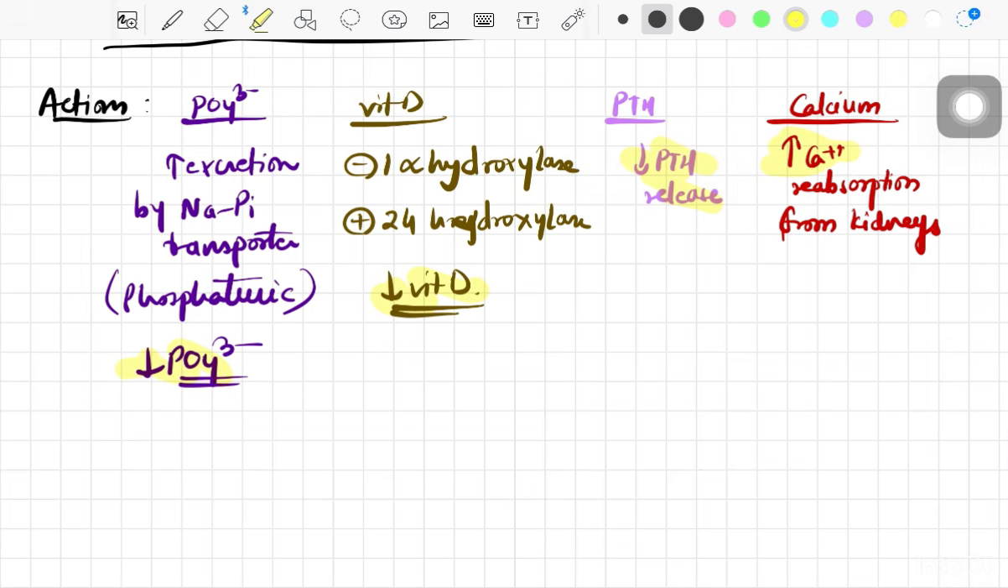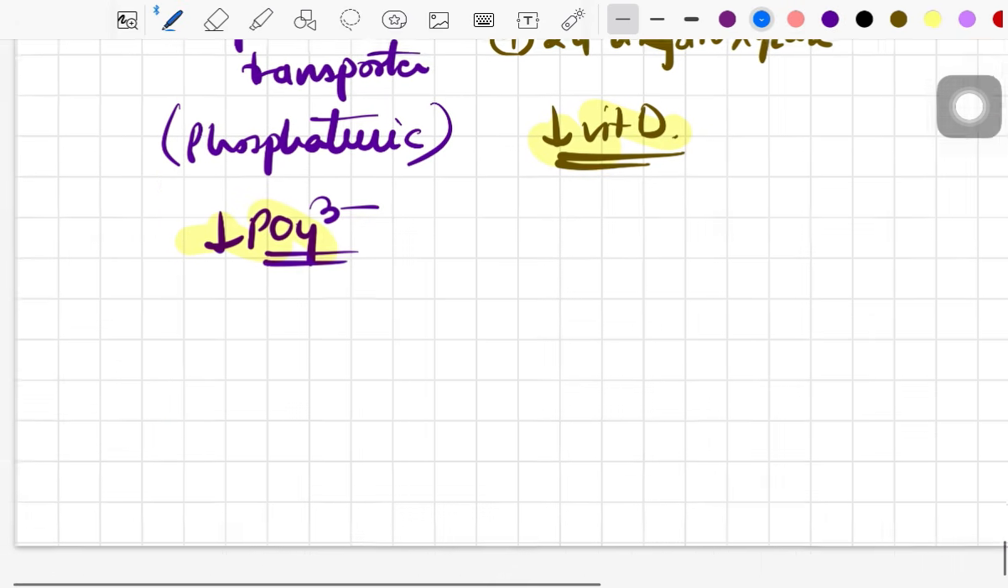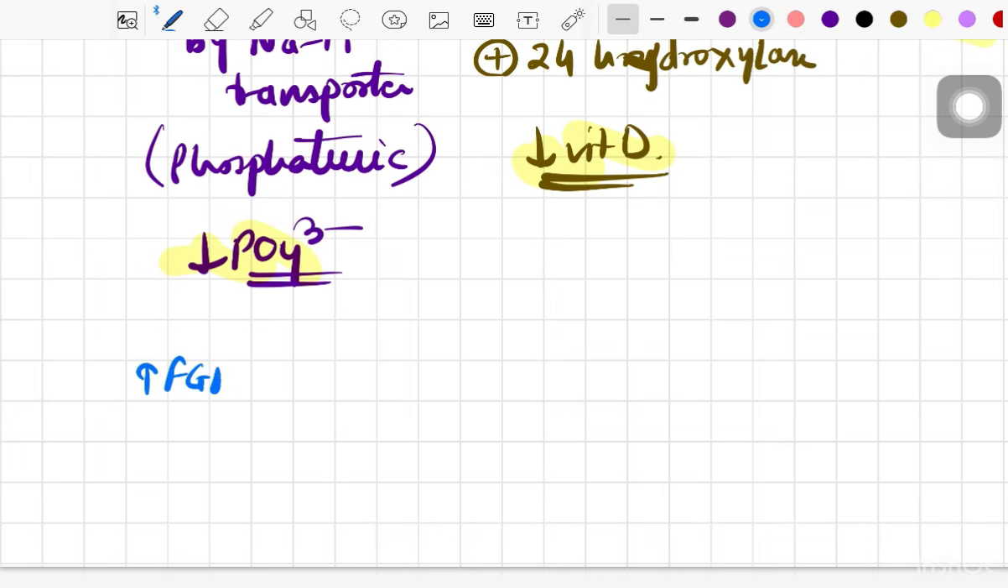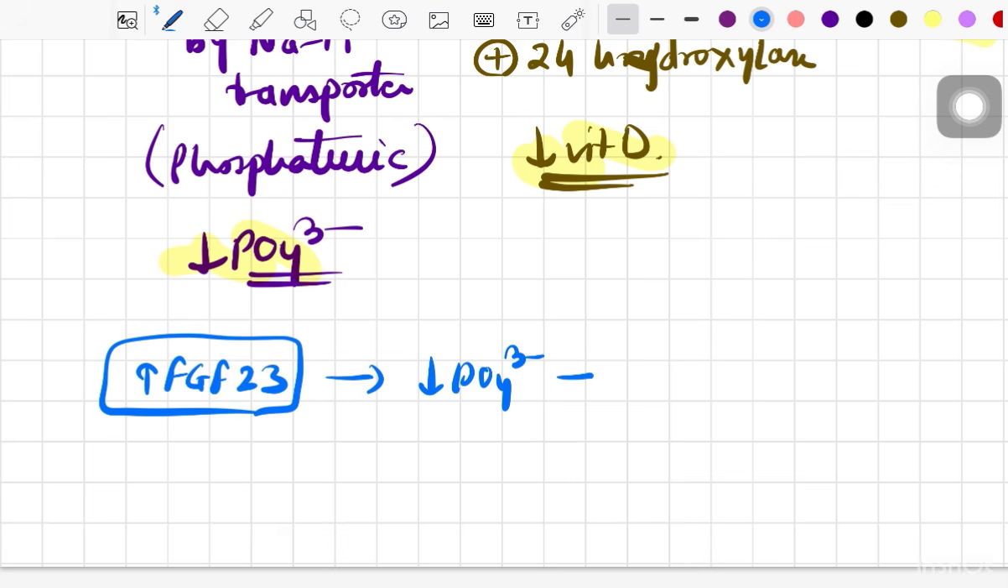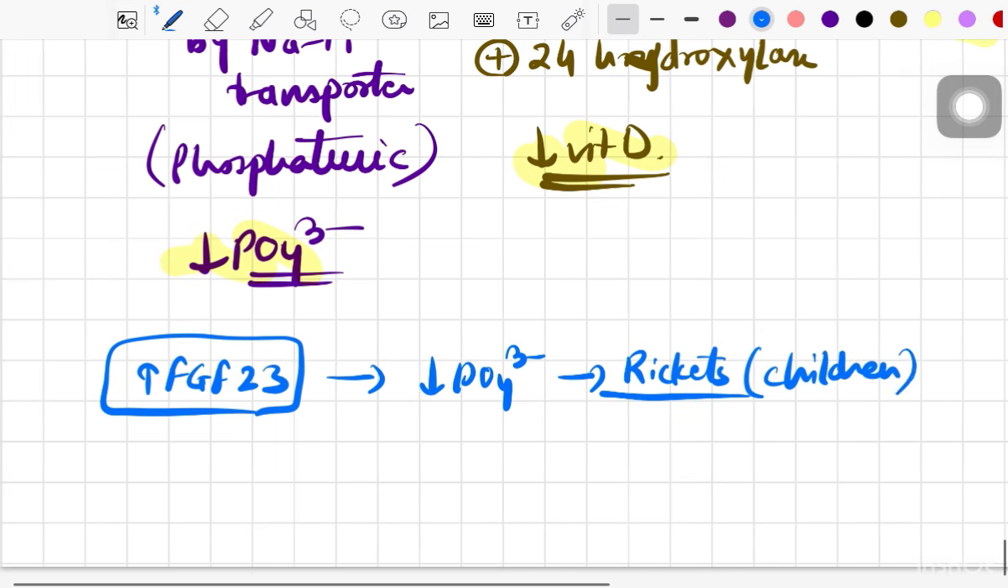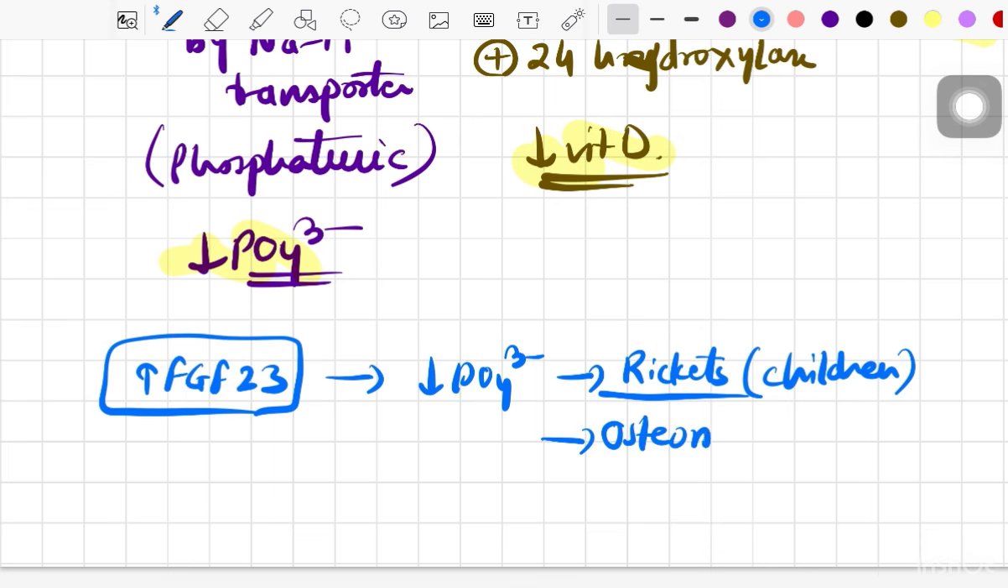So whenever there is FGF23 excess, what do you think? What will happen if there are increased FGF23 levels in blood? Whenever there is excess, there will be decreased phosphate levels, and this will lead to rickets, because for the development of rickets, phosphate is the major agent. So in children it will cause rickets, while in adults it will cause osteomalacia. For the growth plate, phosphate is an important agent, so FGF23 decreases it.